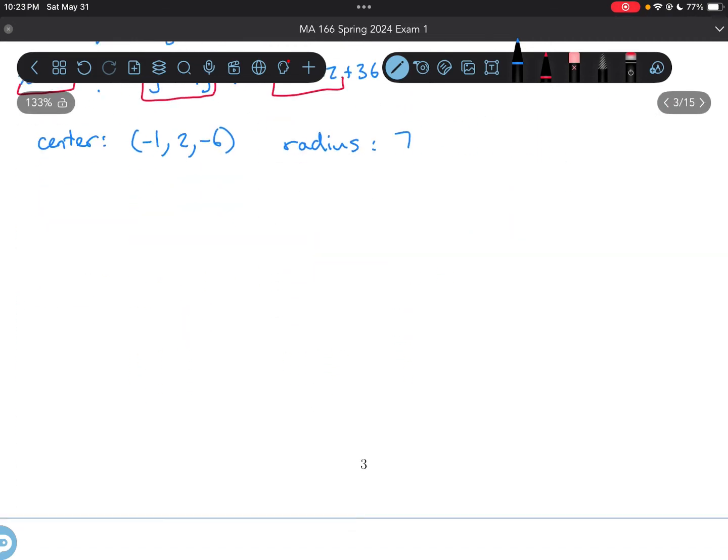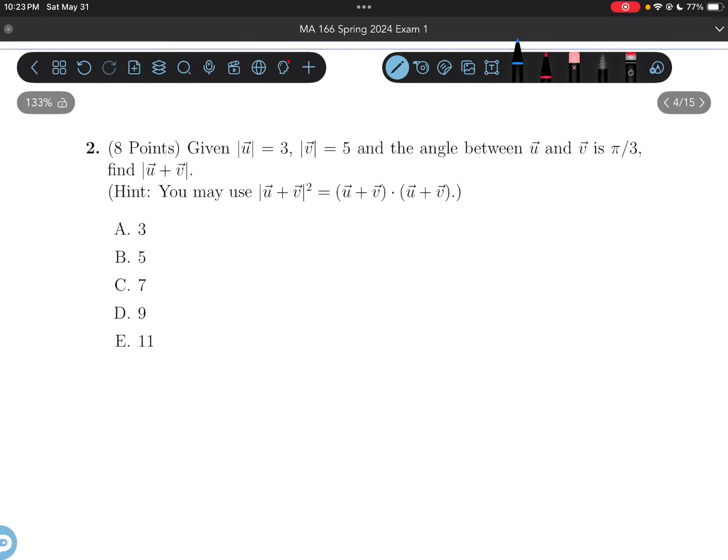Okay, moving on to question 2. Question 2 says, given that the magnitude of vector u is equal to 3 and the magnitude of vector v is equal to 5, and the angle between vectors u and v is pi over 3 radians, find the magnitude of u plus v. Okay, and they give us this hint that says that the magnitude of u plus v squared is equal to the dot product of u plus v with itself, u plus v dot u plus v.